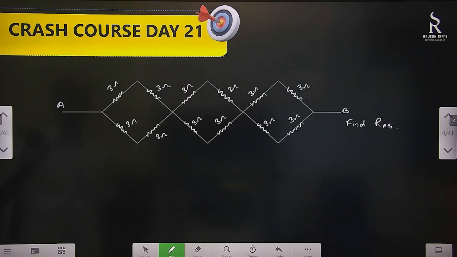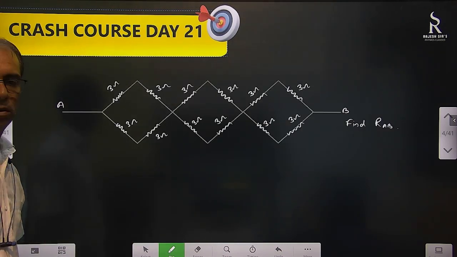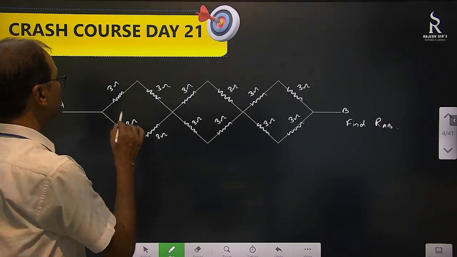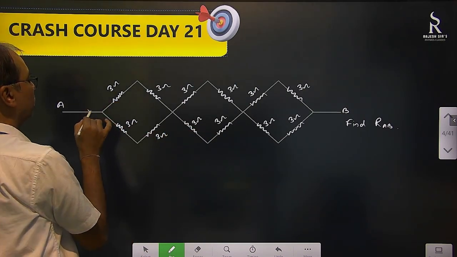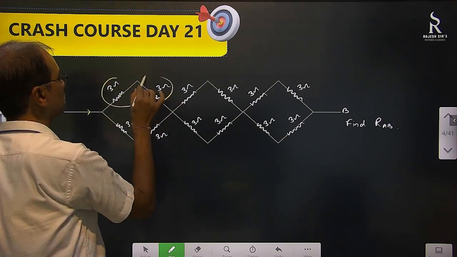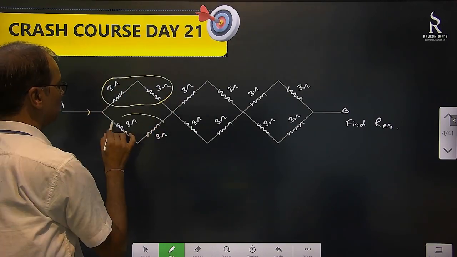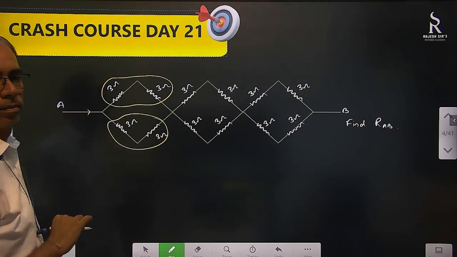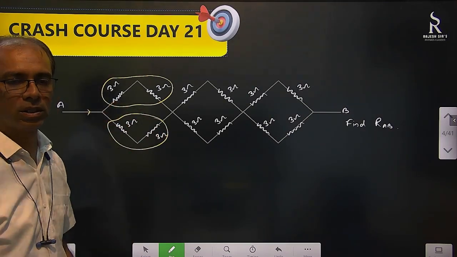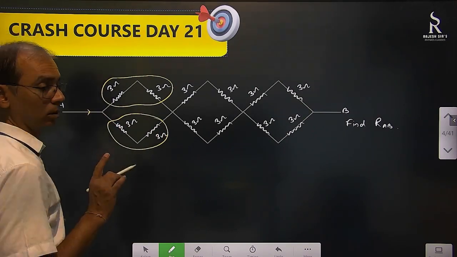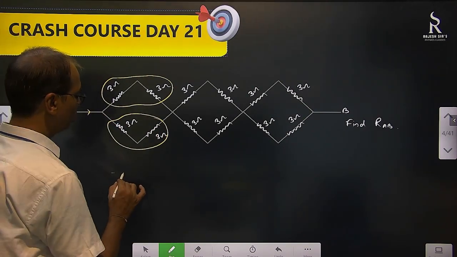Right. Then this one. Again looks simple, right? Current is coming from here, resistance AB. Okay, fine. Current is going from here. These two are in series, and these two are in series. 3 plus 3, 6. 3 plus 3, 6. Then they are connected parallelly. So 6 and 6, those two are connected parallel. So what will come? 3 ohm.